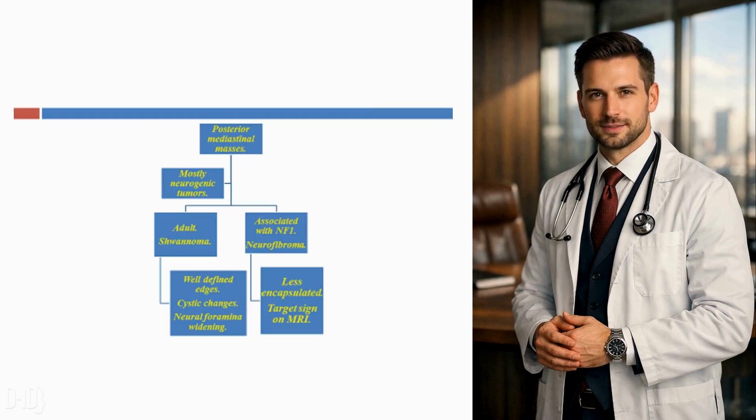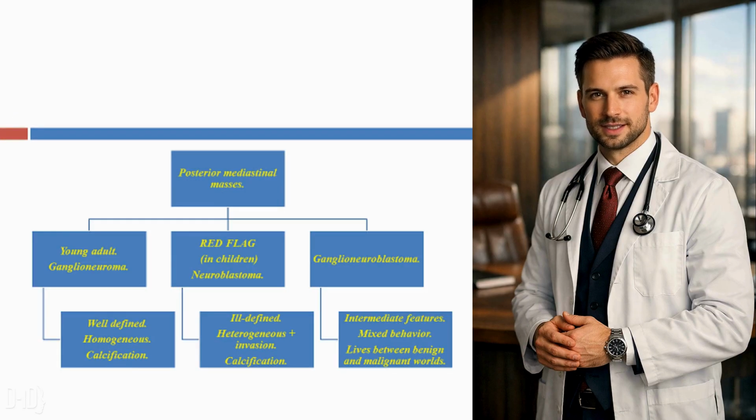In this smart art, we found that most of posterior mediastinal masses are neurogenic tumors, which are as follows. Schwannoma, which occurs in adults and shows well-defined edges with cystic changes and maybe calcification. While the second one is neurofibroma, which is usually associated with neurofibromatosis type I, it appears less encapsulated with target sign on MRI.